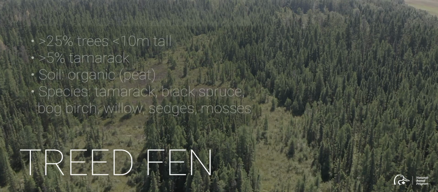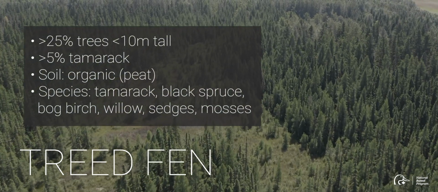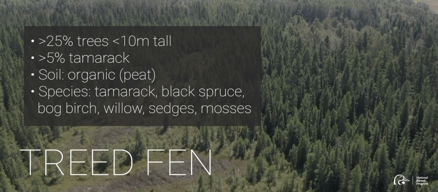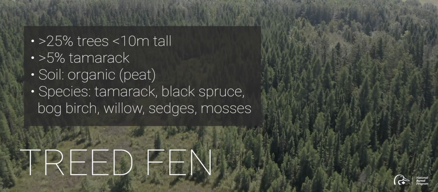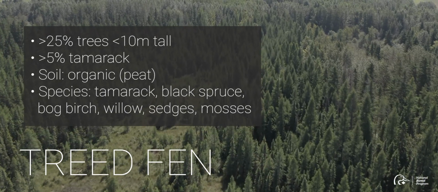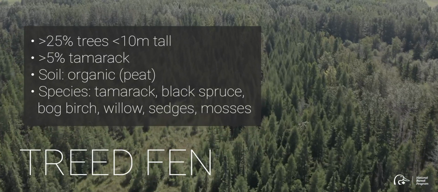Treed fens are peatlands with greater than 25% tree cover consisting of stunted black spruce and tamarack. Common shrub and ground species include bog birch, willow, sedges, and brown and sphagnum mosses. Tamarack is absent in some of the areas of the Yukon, and therefore other treed fen indicators should be used.